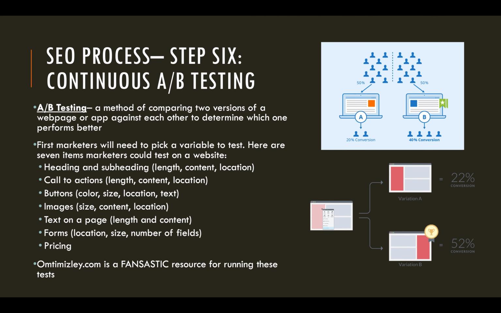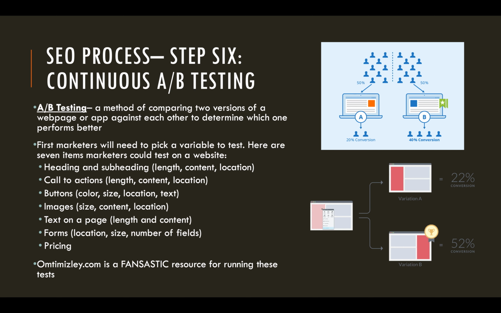Okay, step 6, continuous A/B testing. A/B testing is so vital. This is a method of comparing two versions of a web page or an app against each other to determine which one performs better. Marketers will have to pick a variable to test, and there are 7 items marketers can test on a website. So it could be a heading, a subheading, a call to action, a button, images, text on a page, forms, and pricing.